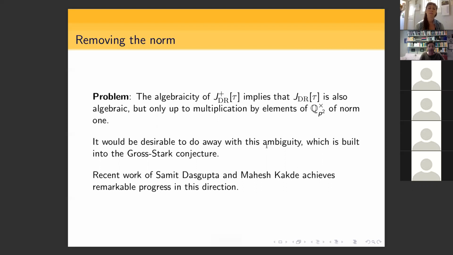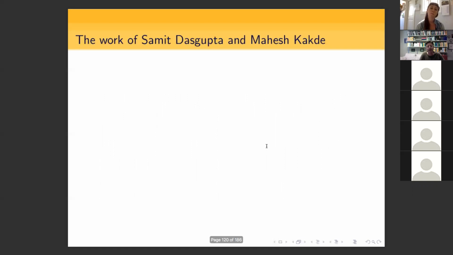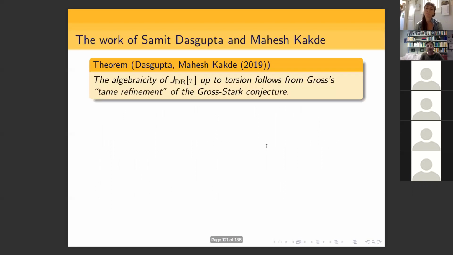And recent work by Samit Dasgupta and Mahesh Kakde has achieved remarkable progress in this direction, which you'll probably hear more about next week when Samit speaks in this seminar. I'm just going to say now one slide about that work. It's really quite a lovely work. So the first theorem that Samit and Mahesh prove is that the algebraicity of the full invariant, at least up to some small torsion ambiguity, follows from Gross's tame refinement of the Gross-Stark conjecture.